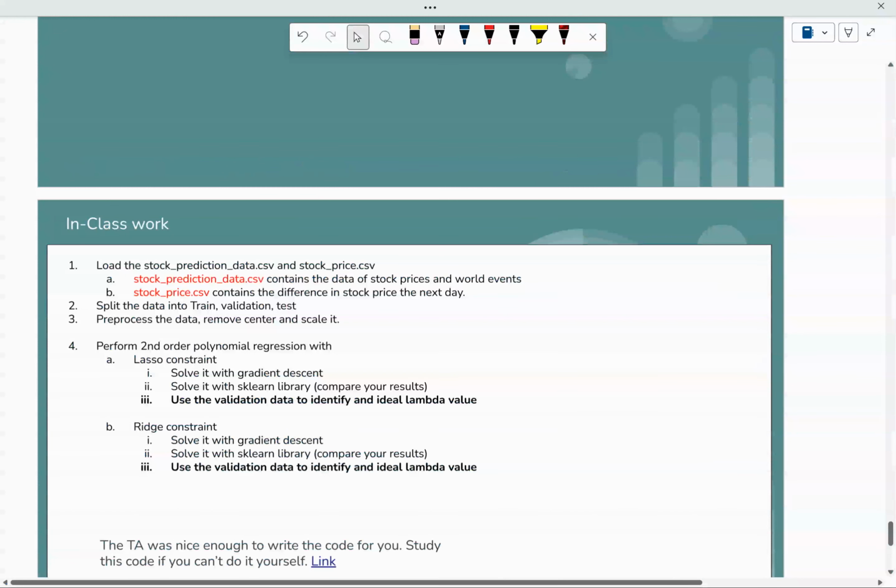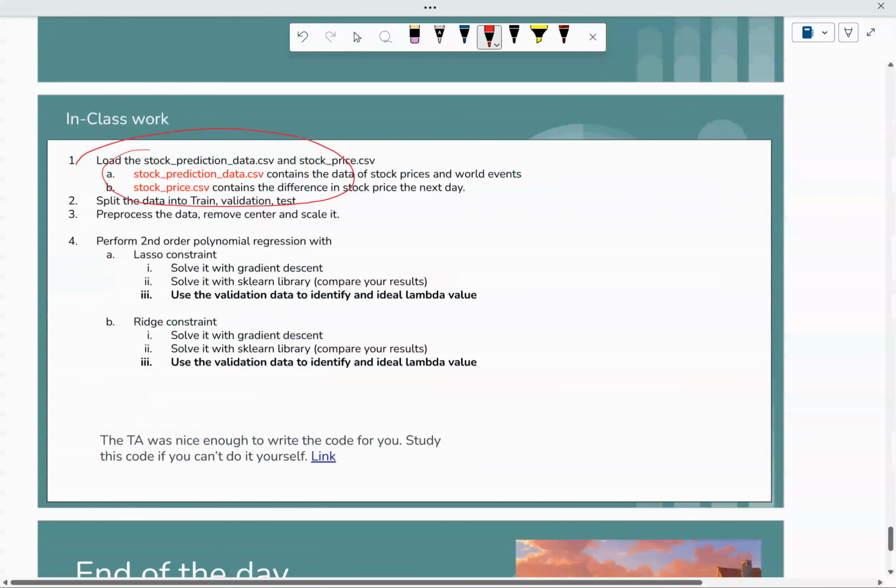So for your final exercise, once again, let's pull out the stock prediction data. We already did the train validate split in the last class, and you also did the pre-processing. Now, what is different this time? You want to perform a second or maybe higher, like third or fourth order polynomial. And this time you want to add a constraint: one for Lasso, the other one for ridge regression. That's basically the only difference.